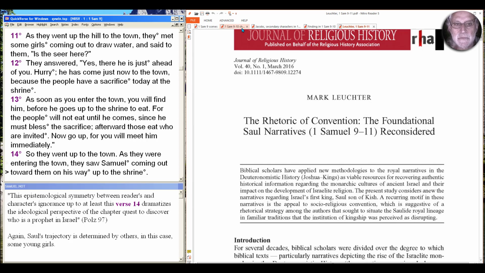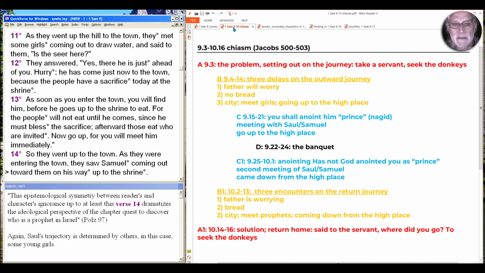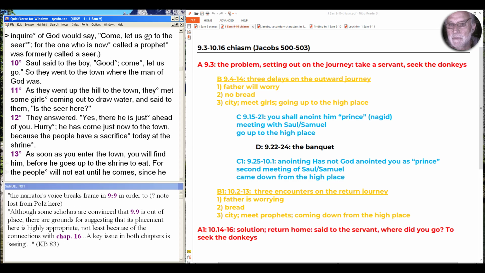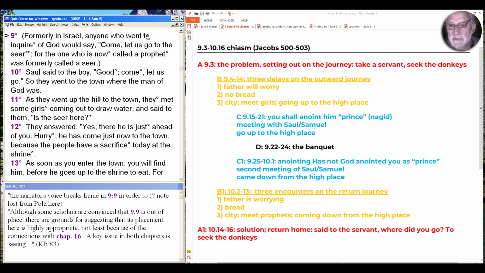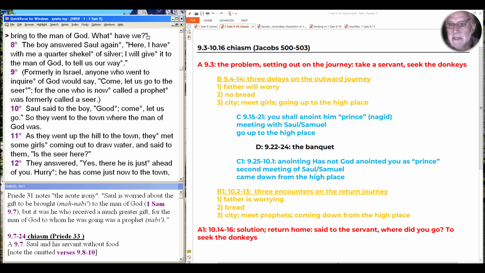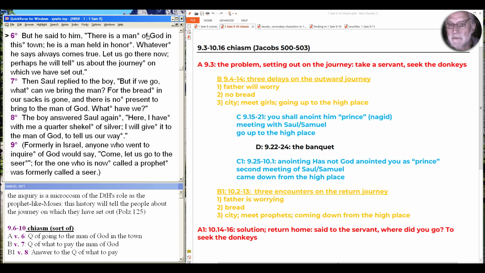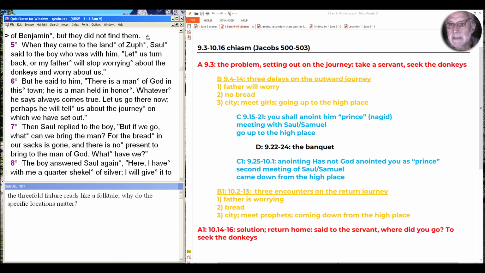So let's go back to the chiasm and begin to look at these couple of verses here more closely. So, as they went up the hill to the town, they met some girls coming out to draw water. And already, I want to note that not only is that signaling the end of the search, but if we go back here, we'll see that the pronouns are singular or plural combined. In other words, is it they or he who goes? And so we'll see a number of times if we go back here, we can see that on the journey further, they travel separately and then together.